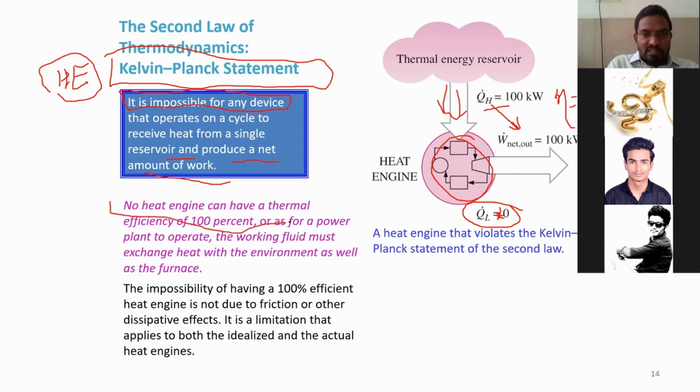So no heat engine can have thermal efficiency of 100%, or, as for a power plant to operate, the working fluid must exchange heat with the environment as well as the furnace. Now this one is the heat engine. If I consider a furnace, the reservoir from where it is going to accept heat will be a furnace, whereas the reservoir to which it will reject heat will be the environment or atmosphere. So the power plant has to exchange heat with those two, source as well as sink. Similarly, a heat engine needs to exchange heat with two reservoirs, source as well as sink. Okay, we discussed this one also in the last session.